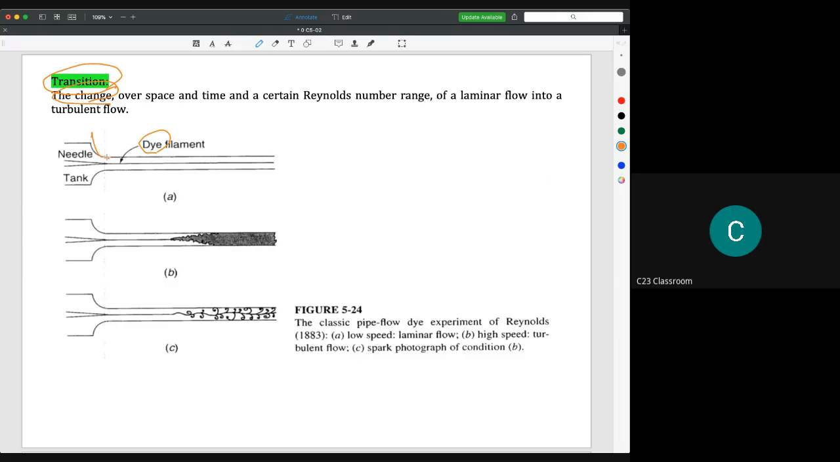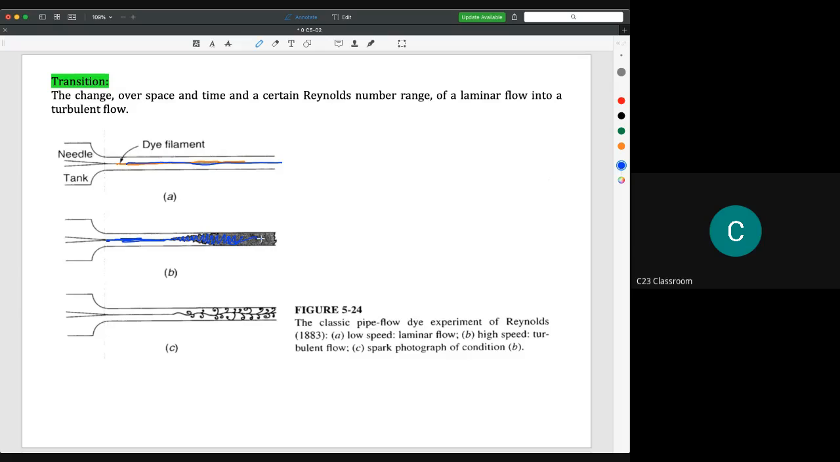For example, we have a pipe here. When the water flows inside this pipe, we release an ink here. We could imagine that at first, if the velocity is quite low, we find that our dye filament here will flow as one thin line. Then if we increase the speed, the ink will flow as one thin line like this, and then it will become rough here.